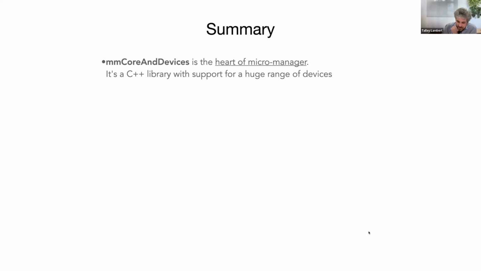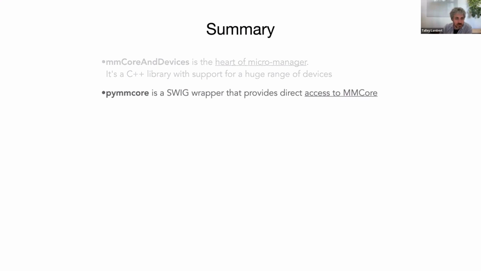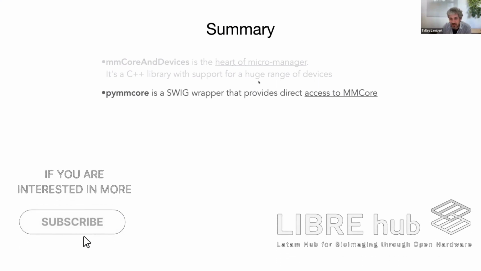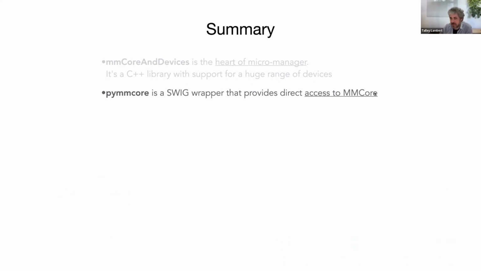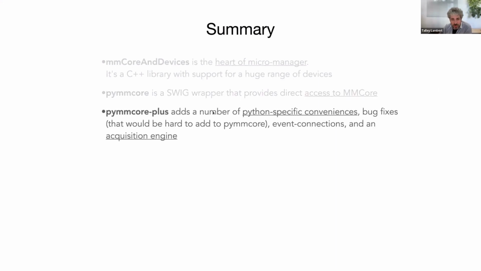That is it. Those are how the libraries are put together, and I'll just summarize it again. So as I said, MM-Core and devices. This is the real heart of Micromanager. This is the C++ library that supports a huge range of devices. A lot of good stuff there that we don't want to lose. PyMM-Core is the SWIG wrapper around this library that has existed for quite a while and provides direct access to MM-Core.